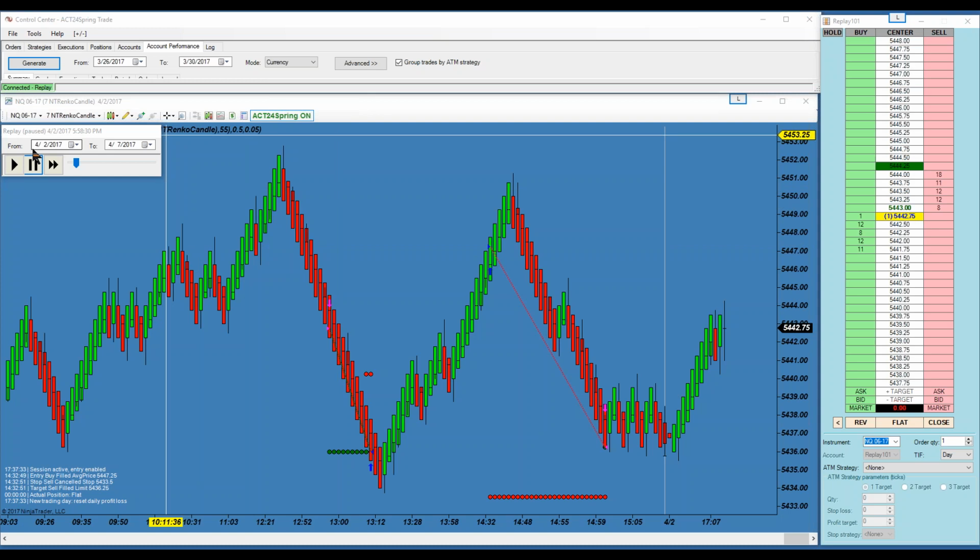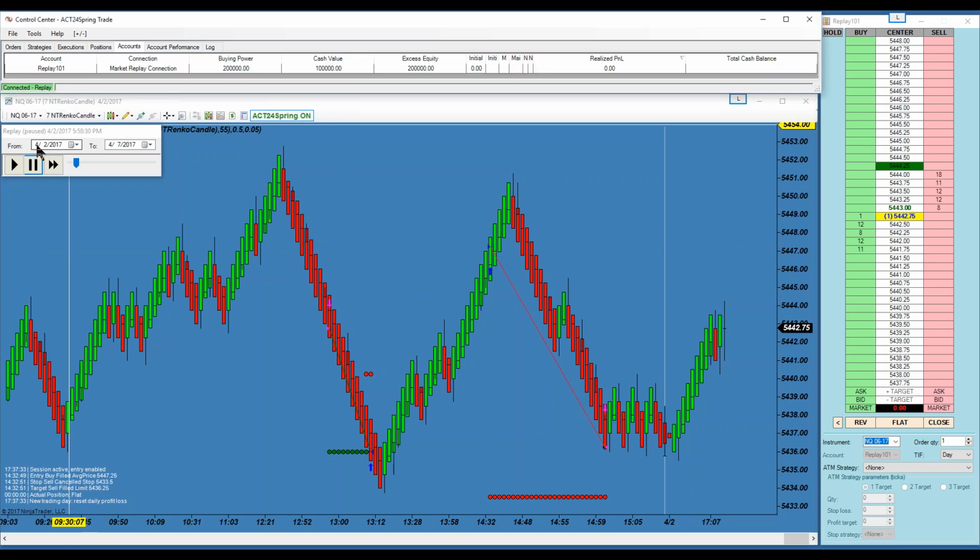We're going to run the second week of the 6/17 contract, and that is 4/2 to 4/7, first week of April. We're going to start on Sunday night, which is April the 2nd.